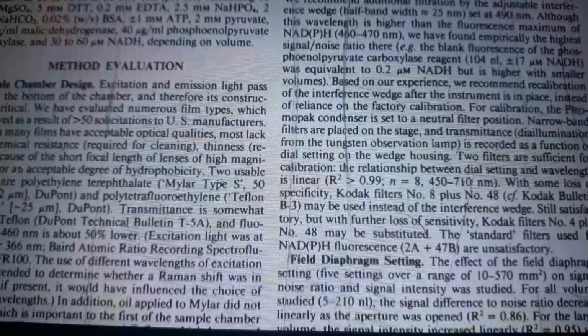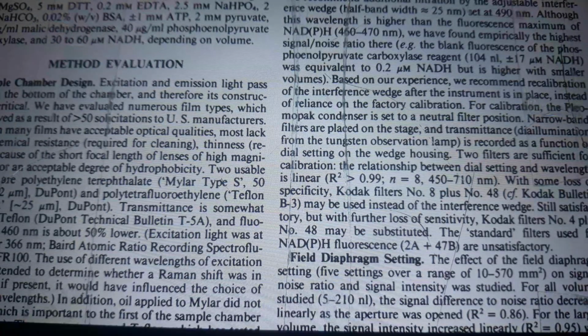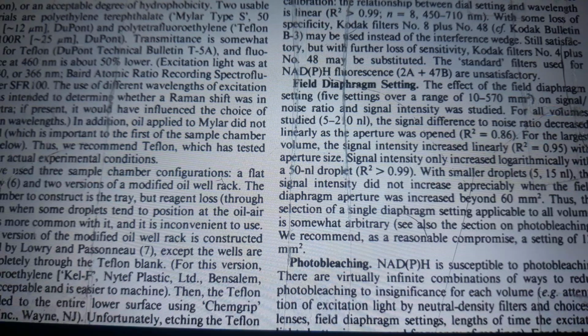Method evaluation: sample chamber design. Excitation and emission light pass through the bottom of the chamber, and therefore its construction is critical. We have evaluated numerous film types which were received as a result of greater than 50 solicitations to US manufacturers. Although many films have acceptable optical qualities, most lack the chemical resistance required for cleaning, the thinness required because of the short focal length of lenses of high magnification, or an acceptable degree of hydrophobicity. They also used a sample chamber.